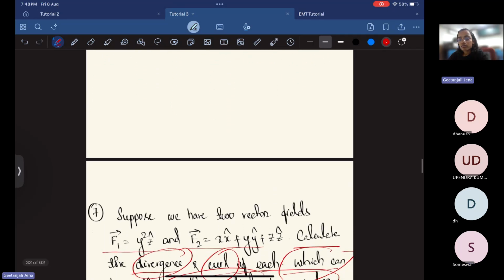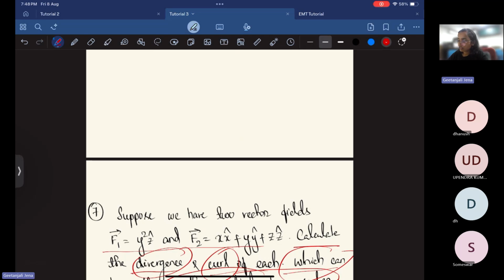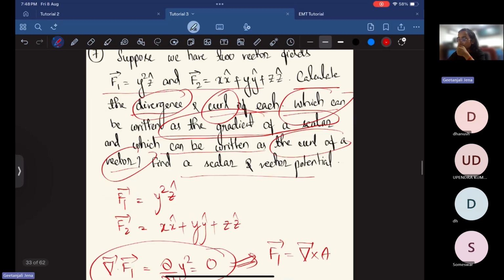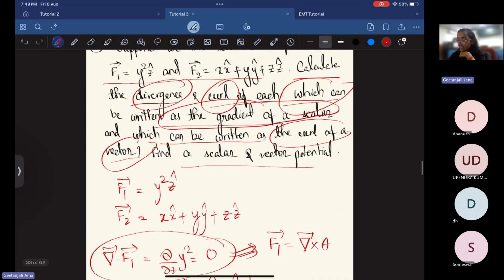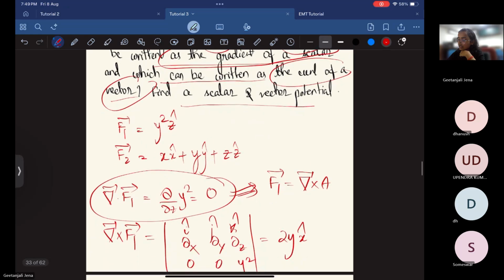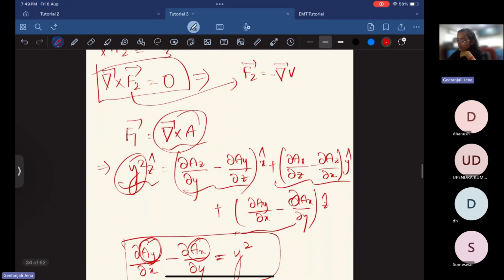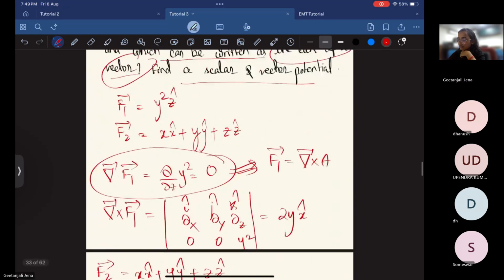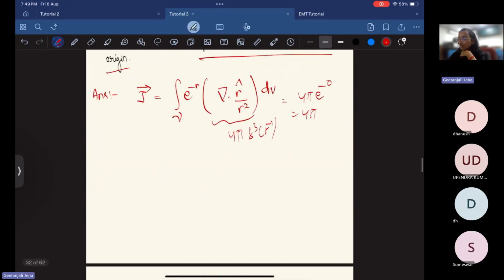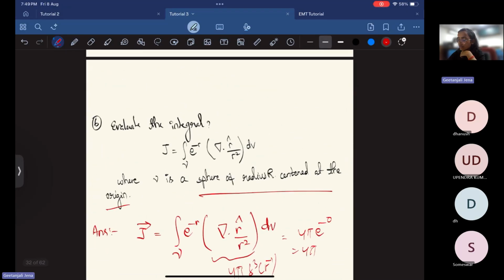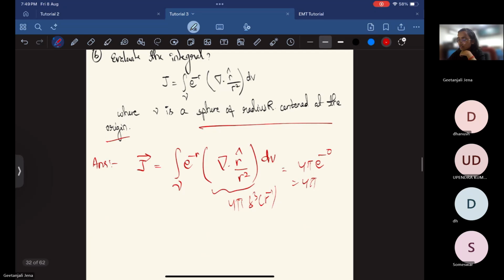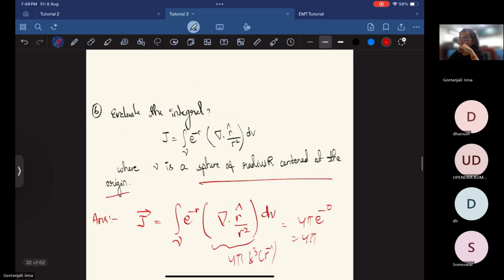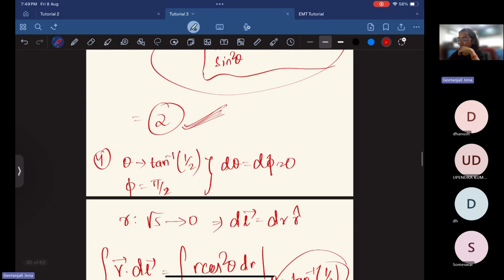Okay, anyone? 1 by 4 pi integral with respect to dv. So you are talking about question number 7, I think. 1 by 4 pi integration, it's not there. Can you let me know the question number? This one, you think? 1 by 4 pi integration.